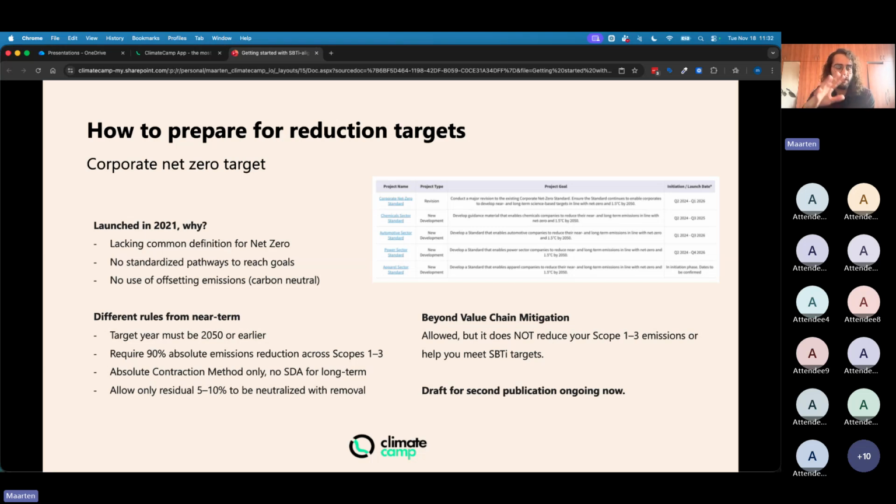But SBTi documents that if you do beyond value chain mitigation, if you invest in projects for offsetting, etc., it is allowed, but it does not reduce your scope 1 to 3 emissions or help you meet your reduction targets. And they're busy with a draft for a second publication going on now. You can ask to be part of that if you have relevant inputs. And there are also new standards being developed for the chemical sector, automotive, power, and apparel, which I listed before.